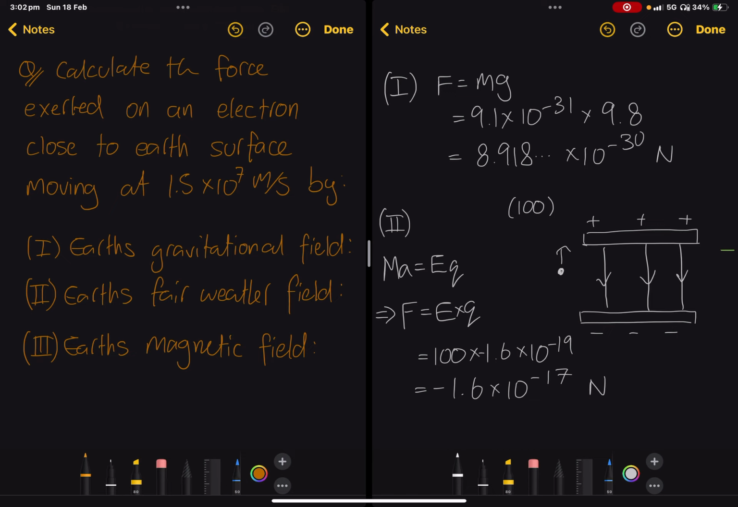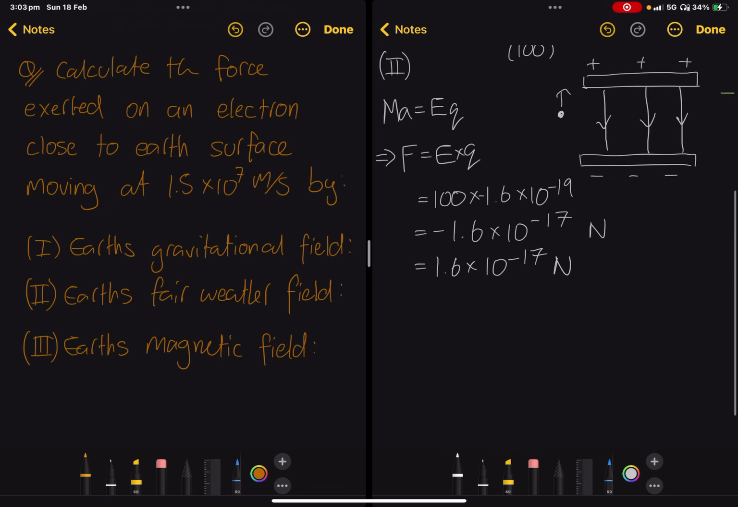Now for all of these, we've not been told to find the direction, so we don't care about the direction, we only care about the magnitude. The magnitude of the gravitational force is about 8.918 times 10 to the minus 30 newtons. The magnitude of the electric force due to the fair weather field is about 1.6 times 10 to the minus 17 newtons. And now we need to think about the Earth's magnetic field.